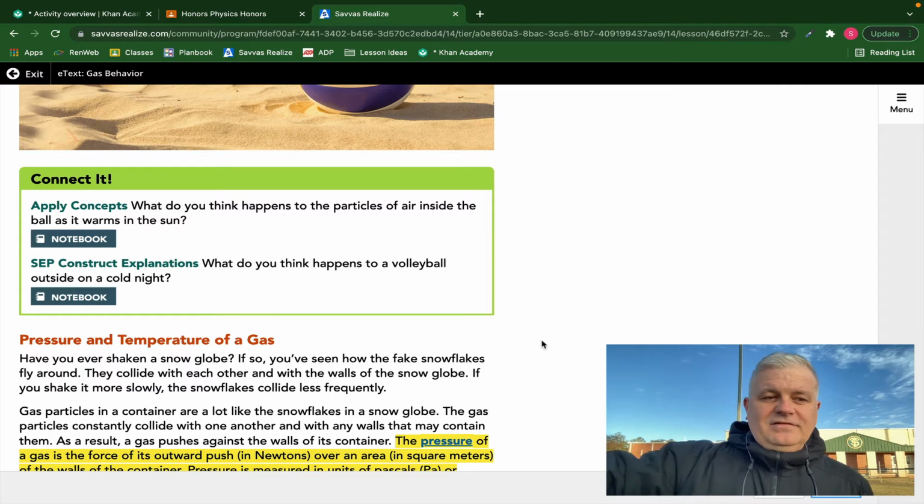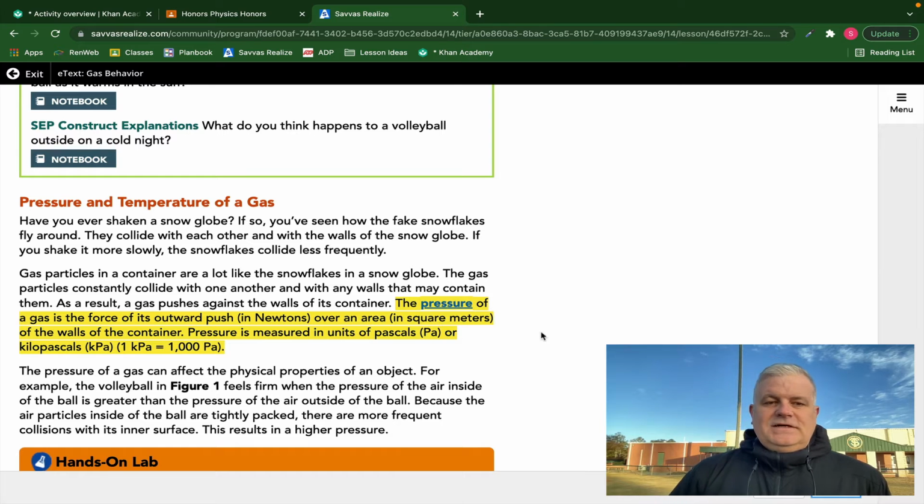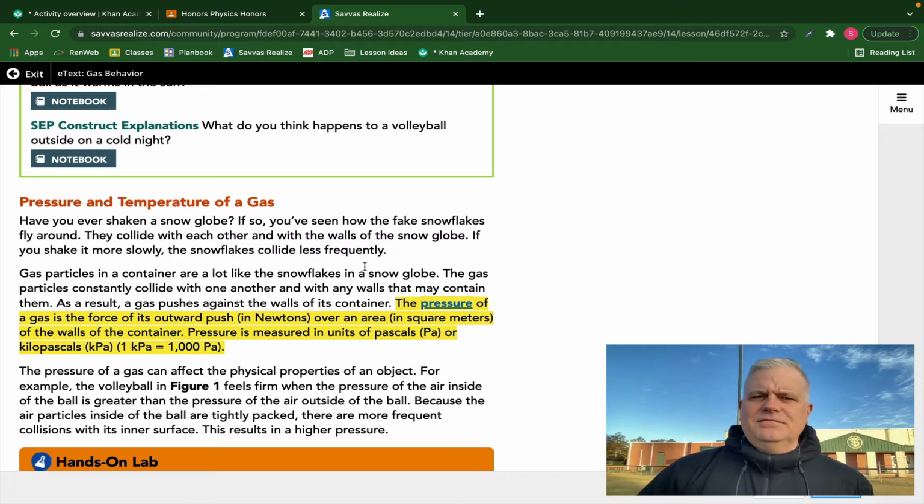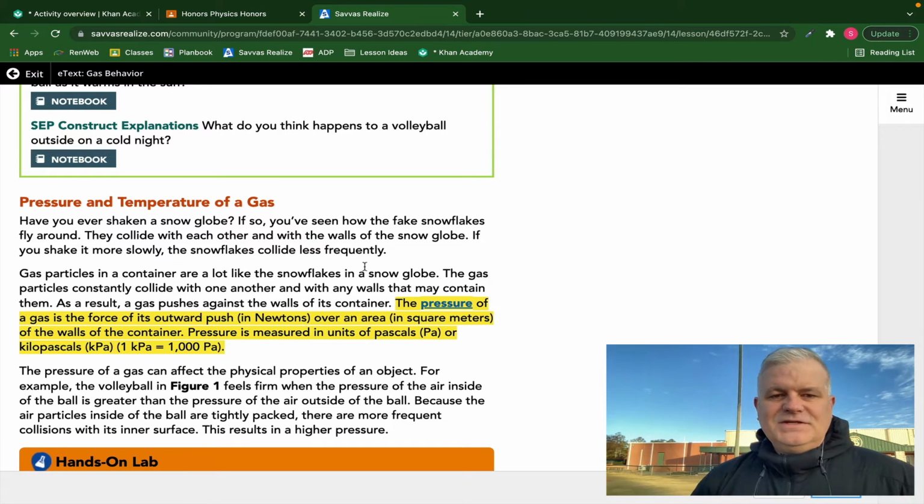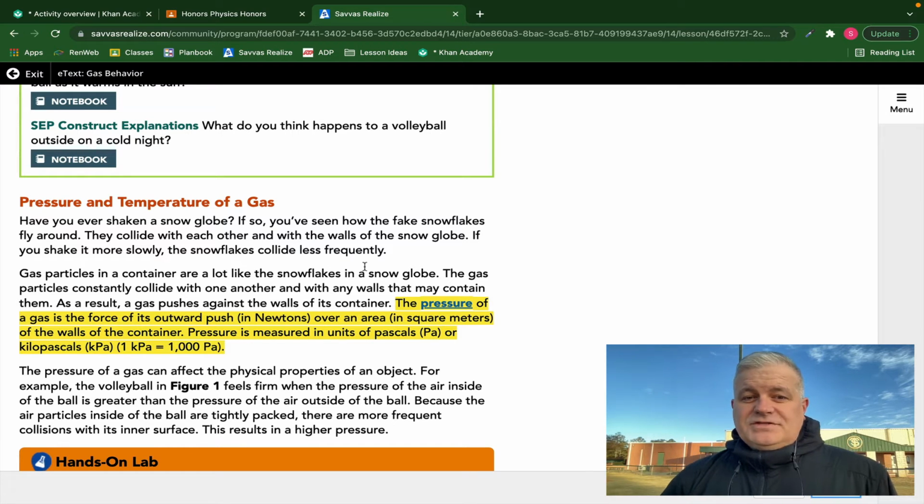So pressure and temperatures of a gas. The pressure of a gas is the force of its outward push in newtons over an area in square meters of the walls of the container. So you should have this already. P equals F over A, so pressure equals force divided by area. Pressure is always measured in pascals, and we'll talk about why next week when we get back from break. Pressure is measured in pascals.